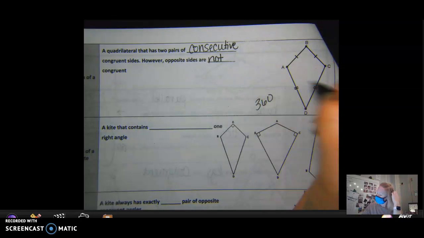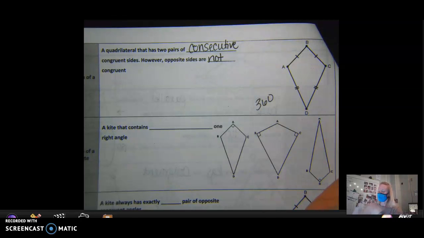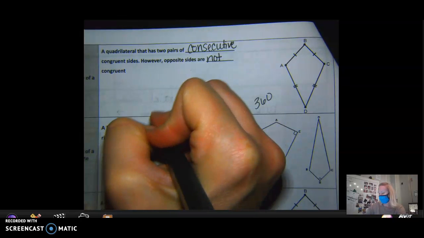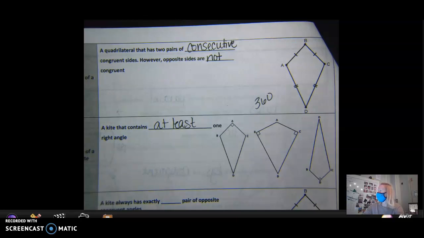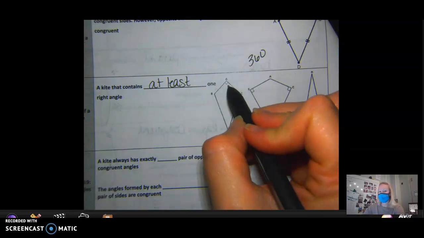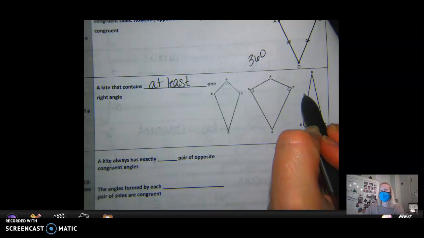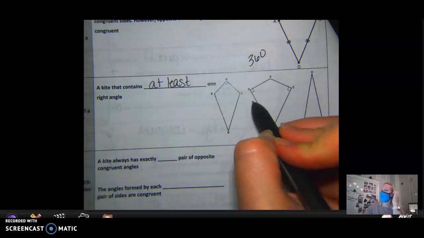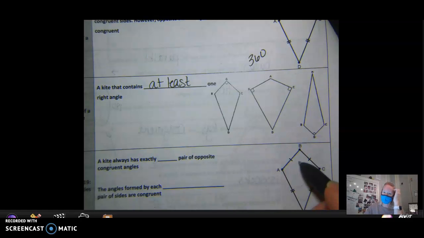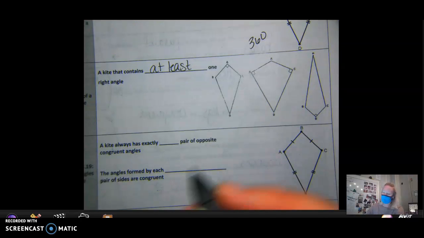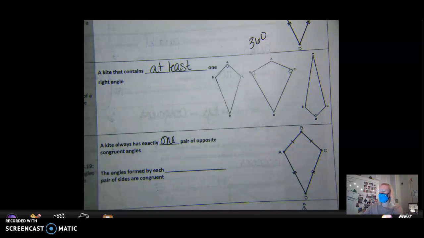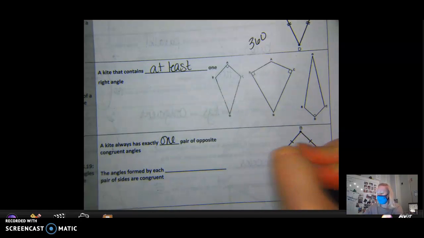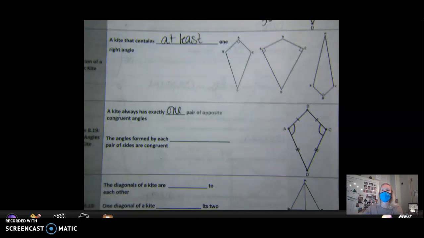360. Definition of a right kite is a kite that contains at least 1 right angle. And so there's different spots where you could have this right angle. You could have it up top. You could have it on the side. So if you have it on the side, it would have to be on both sides for that to work, or on the bottom. Okay. A kite always has exactly 1 pair of congruent opposite angles. That 1 pair would come in between the 2 sides that are not equal.